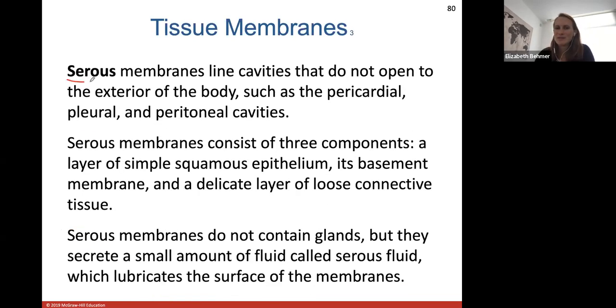A serous membrane lines cavities that do not open to the exterior of the body. So your membrane that surrounds the heart, pericardial membrane, is a serous membrane. The membrane surrounding your lungs is a pleural membrane, and then the peritoneal cavity is lined with a serous membrane, and that surrounds your entire abdominopelvic cavity. Serous membranes consist of simple squamous epithelium on a basement membrane and a delicate layer of connective tissue. Serous membranes do not contain any glands, but they secrete a small amount of fluid called serous fluid, which helps to lubricate or make nice and smooth just the surface of the membrane itself.